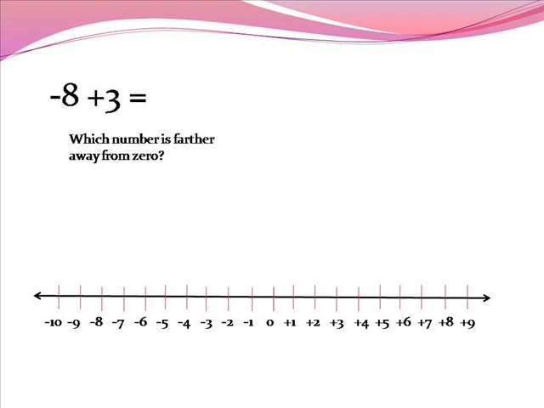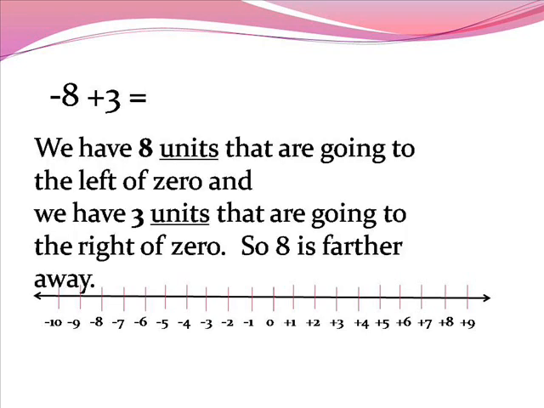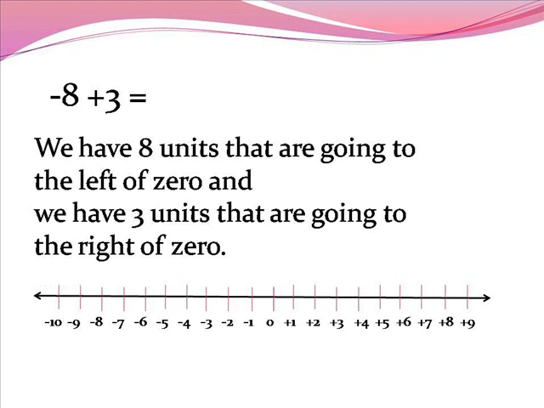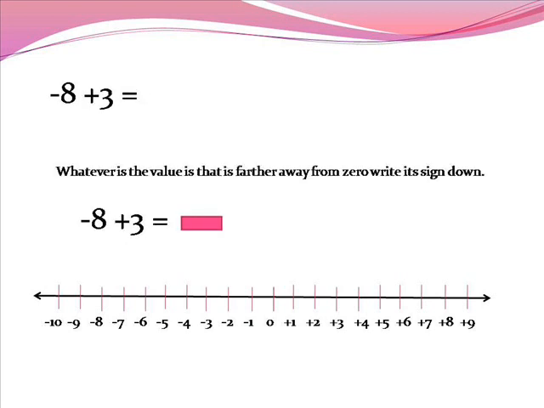Well, we can use the number line and count. If I count, I'm going to go 8 units to the left and 3 units to the right if I go positive. So I had to count further to get to 8. Why is this important? Well, because I need to know what the sign is. The sign of the larger unit further away from 0 is what we're going to write down first. So in this case, 8 was further away from 0, so we will write down the sign first. Now this is important to take care of the sign first and then the number.